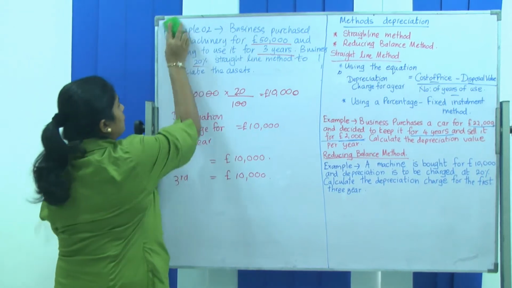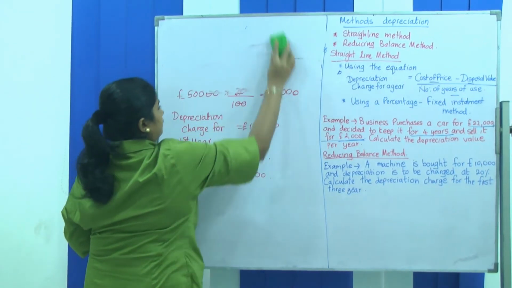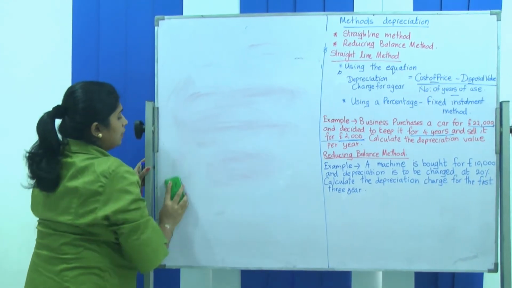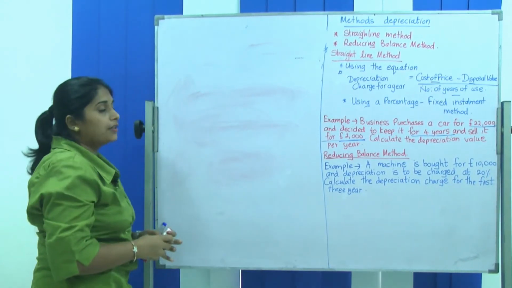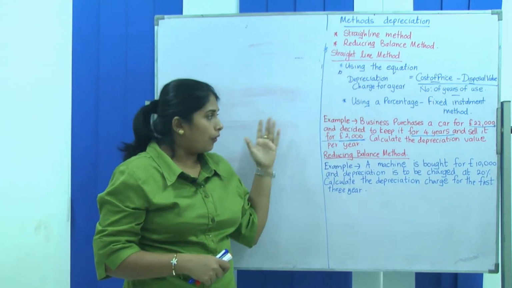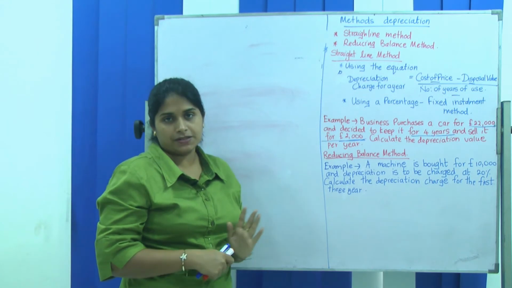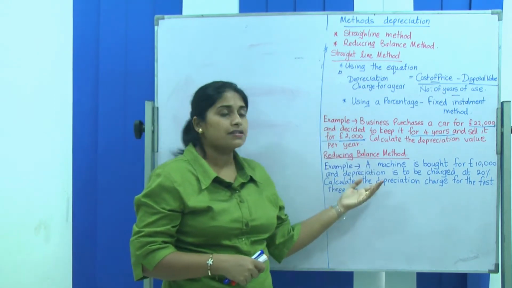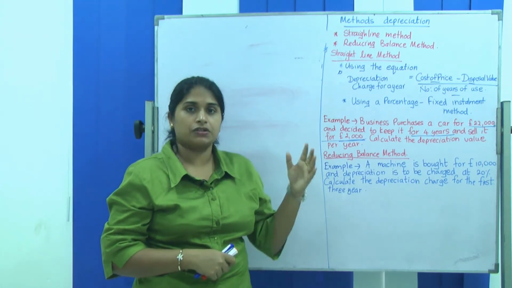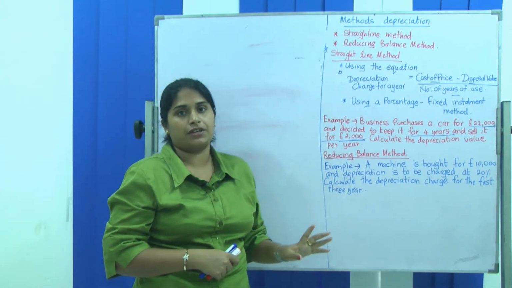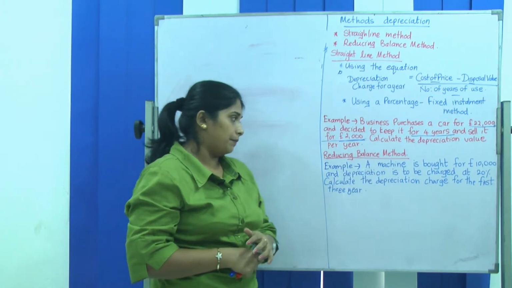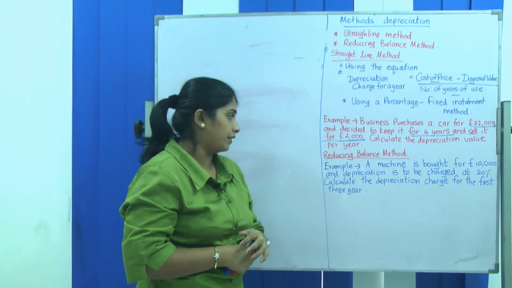Now we will go to the reducing balance method. Reducing balance method means the depreciation charge changes. If you look at the straight line method, all 3 years the same value was depreciated. But when a business is using the reducing balance method, the depreciation charge that you are deducting from the asset reduces year by year. That's why it's called the reducing balance method.